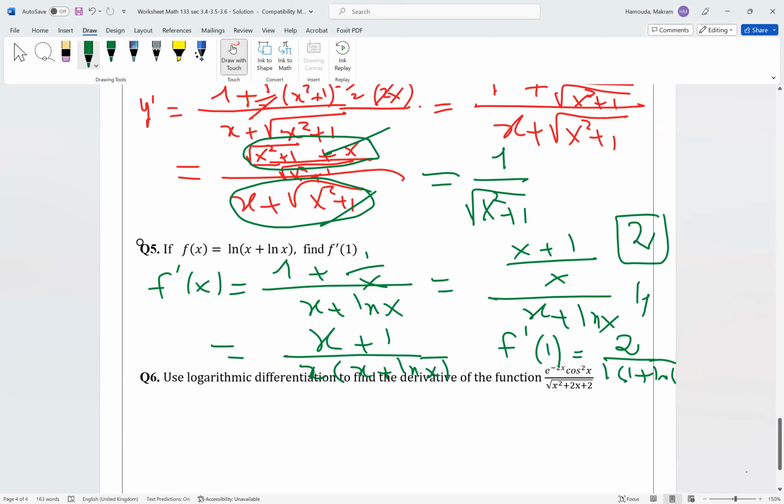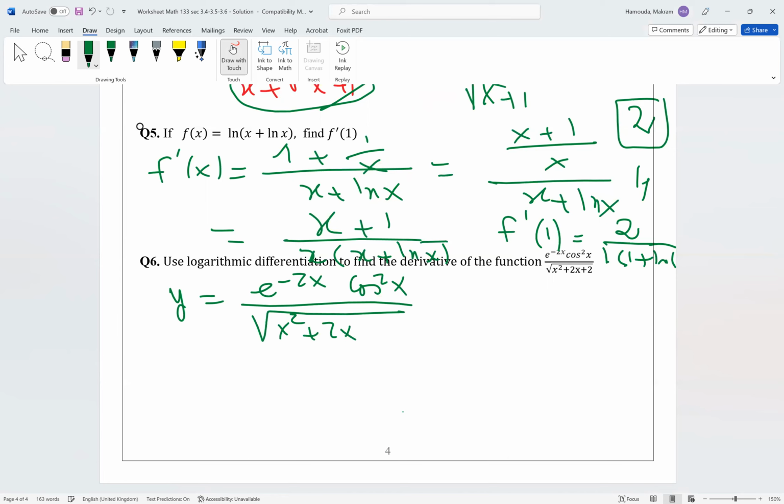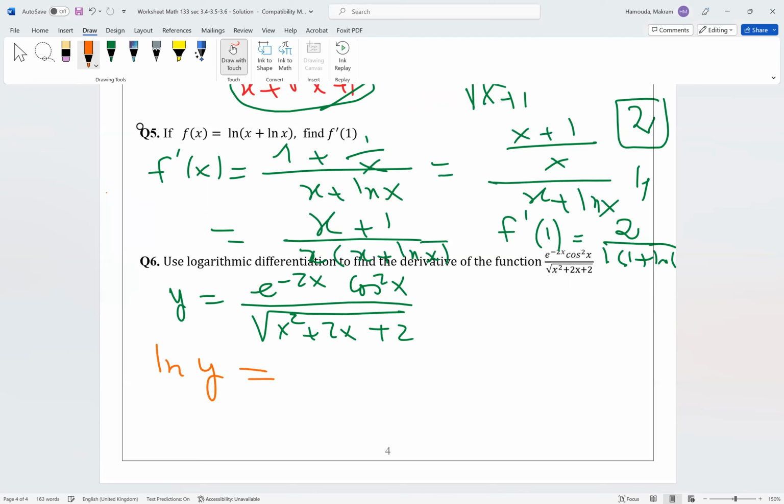Okay, finally, we'll work on logarithmic differentiation. So we have the function y equal to exponential minus 2x cosine square x over root x squared plus 2x plus 2. Okay, so I will apply the ln to y, and I will use the rules of ln.